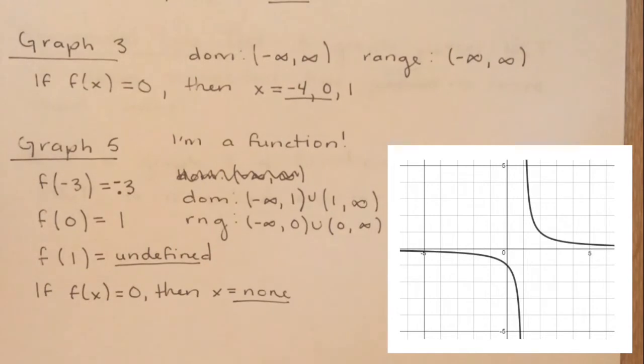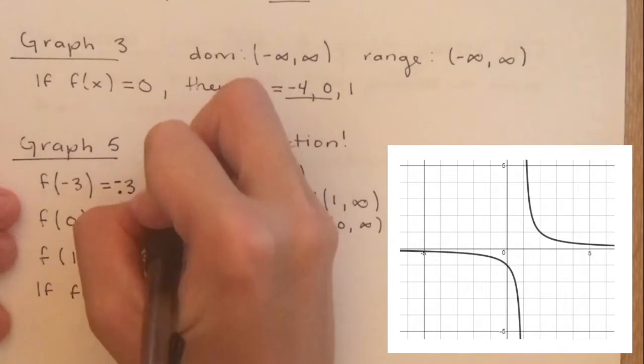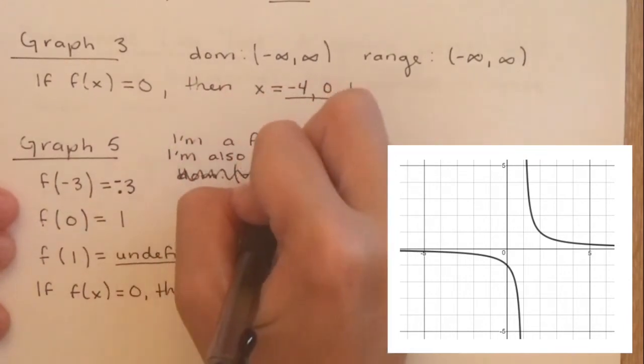Is it one-to-one? Let's look at the horizontal line test. Same deal, right? Every horizontal line we pass through looks like it only passes through once, which is totally great. The only place that's tricky is y equals 0, that horizontal line at y equals 0. But again, remember, we're getting really close to y equals 0, but not touching, so these guys are separated. So I'm also one-to-one.